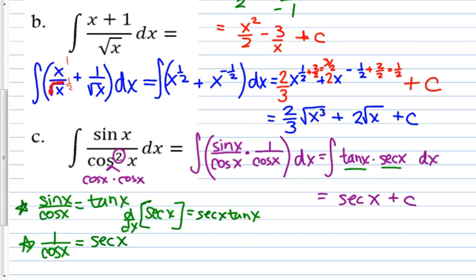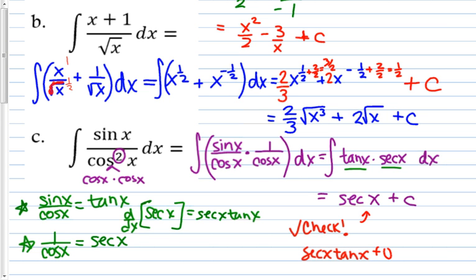That's the antiderivative. You want to check? No big deal. It's easy enough to check. Take this and derive it. The derivative of secant x plus a constant is secant x tangent x, and the constant disappears. It becomes 0, right? Plus 0 when you derive. Right. Next.